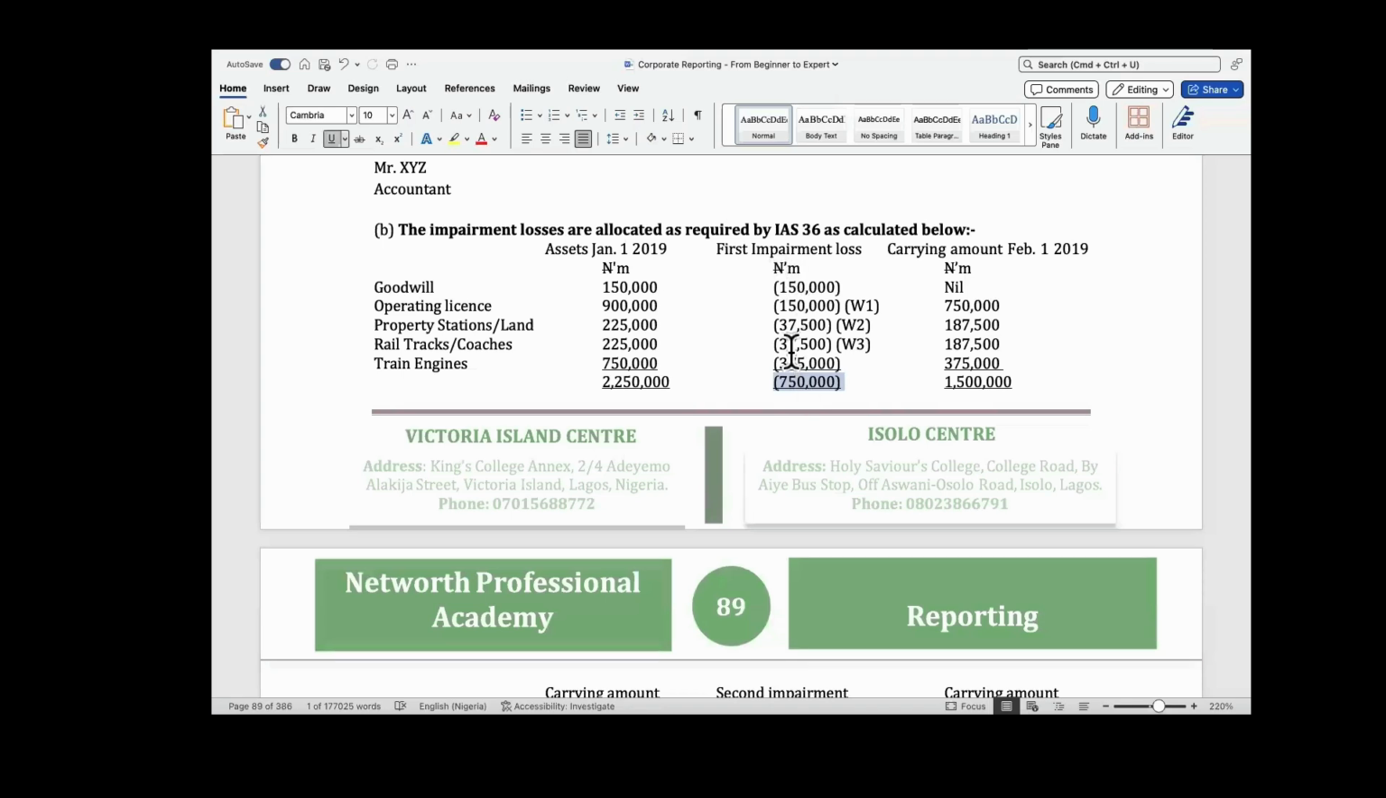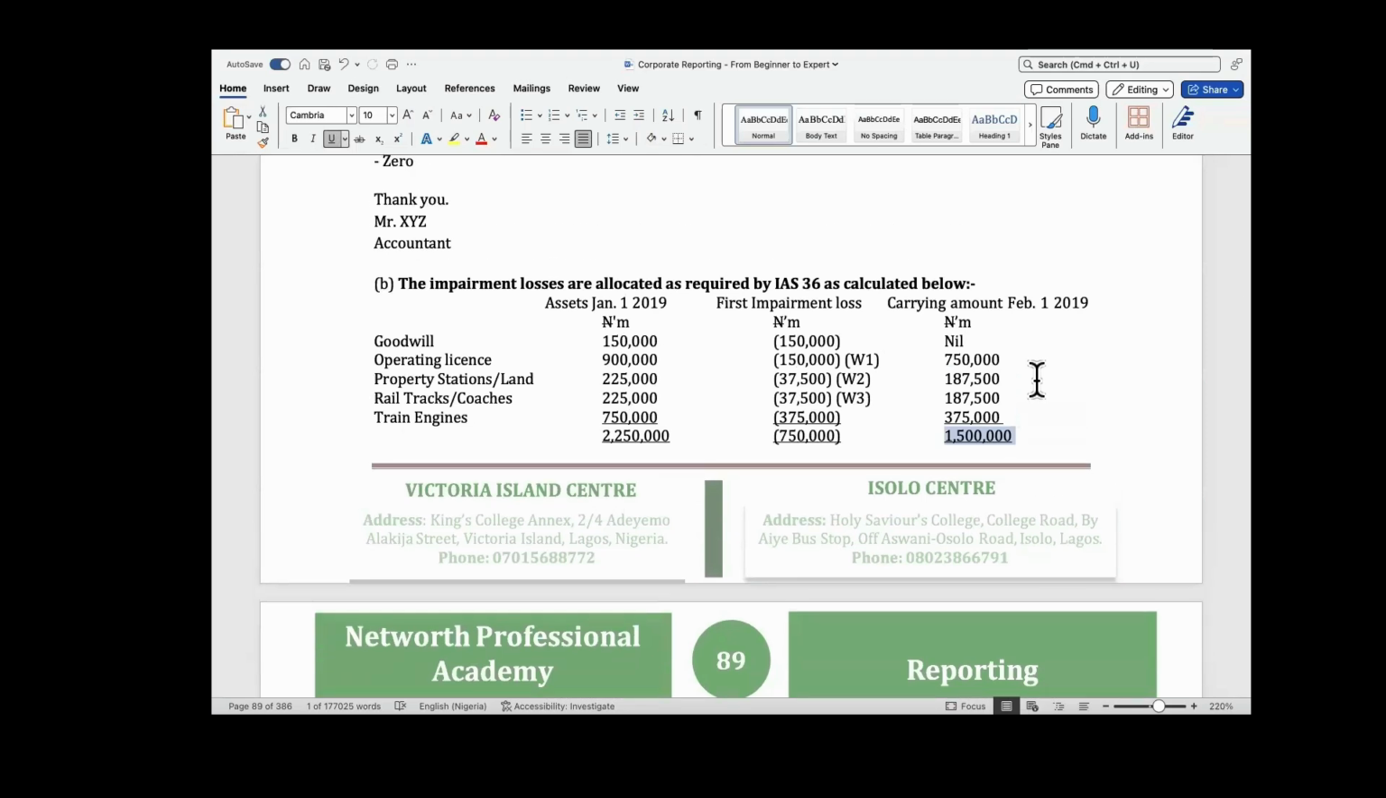After we have shared this 750, we can then get the remaining carrying amount. So 150 minus 150, 0. 900 minus 150, 750. 225 minus 37.5, 187.5. 225 here minus 37.5, 187.5. Then 750 minus 375 gives us 375. Of course, that brings the value down to the value in use of 1,500,000. And that is that one.